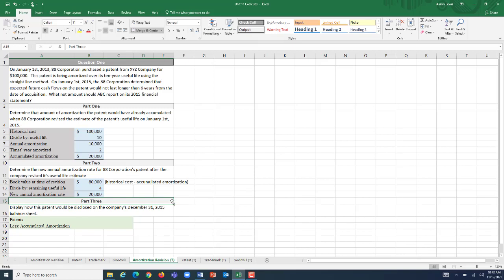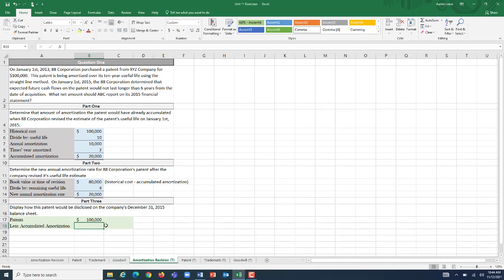How would this get disclosed on the company's balance sheet at the end of 2015? Well, patents, like all long-term assets, are always carried at their historical cost. So we'd be carrying this patent at $100,000. Our company elects to use an accumulated amortization account, which means we're going to keep track of the loss of value on this patent from its historical cost on our books, as you know, we're presenting that value to users of our information.